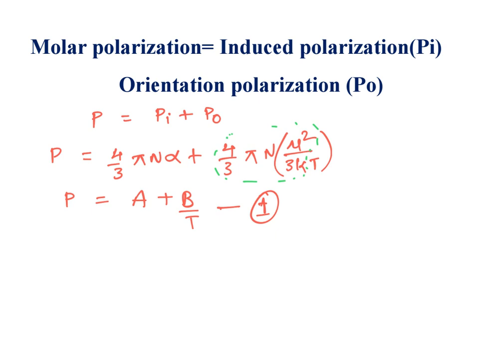How can we find out the dipole moment here? So here A is 4 by 3 pi n alpha, and B is 4 by 3 pi n mu square by 3k. Let's see how we have to do it. Let us assume at temperature T1 the polarization is P1. If I change the temperature to T2, the polarization changes to P2. Let's take these two equations.